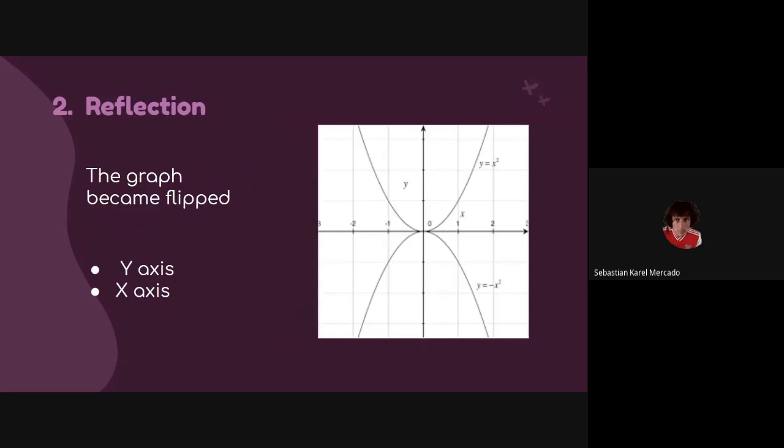The second one, reflection. When a function is reflected, it's flipped like a mirror. There are two main reflections: across the x-axis and across the y-axis.